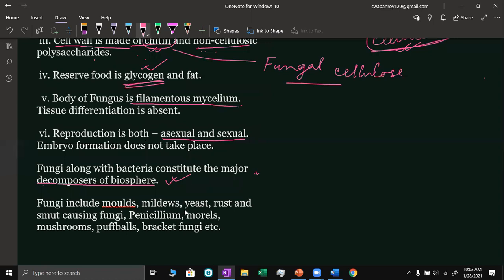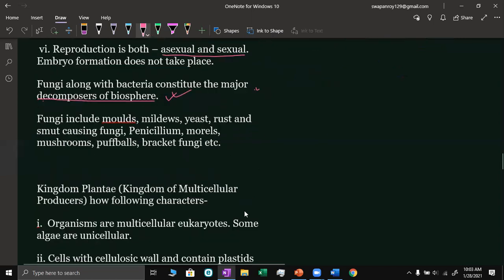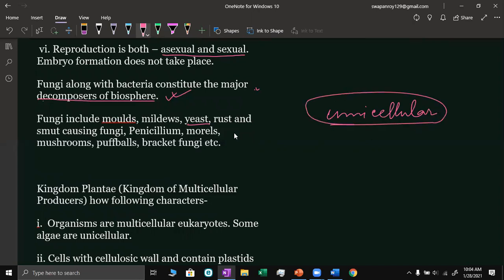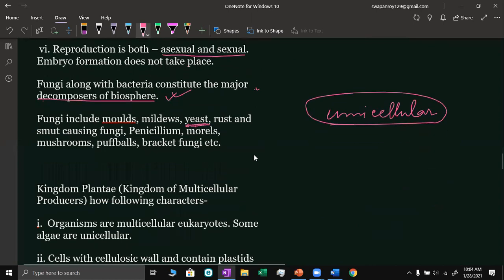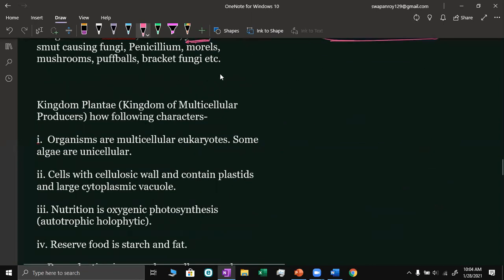Fungi includes molds, mildew, yeast, rust. See this one, yeast. Yeast is unicellular, but still this yeast has been kept under this kingdom Fungi with the multicellular organisms. This is an anomaly. This is an abnormality.